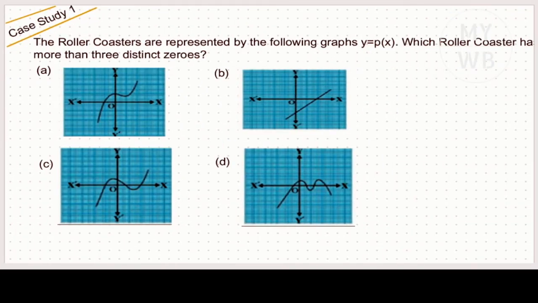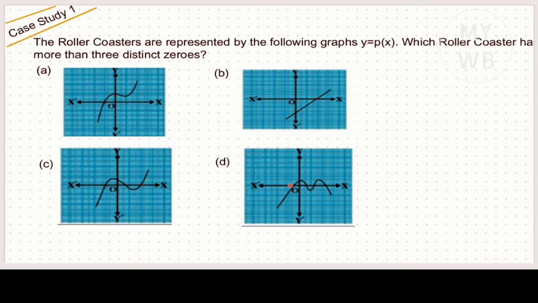The roller coasters are represented by the following graphs y equal to p of x. Which roller coaster has more than 3 distinct zeros? Again, we need to see at how many points the graph cuts the x-axis. In option A, the graph intersects with the x-axis at only one point. In option B, again the graph intersects the x-axis only at one point. In option C, the graph intersects the x-axis at 3 different points.